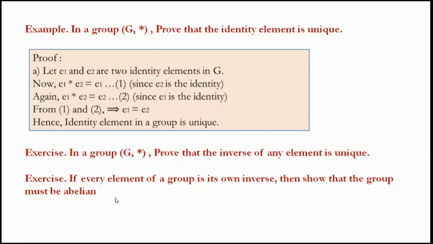Here some exercises were given. The inverse of any element is unique, and obviously if the element is A, the inverse is 1 by A. If the element is B, it is 1 by B. So the inverse is always unique. If every element in the group is its own inverse, then show that the group must be abelian. You can prove this by yourself.